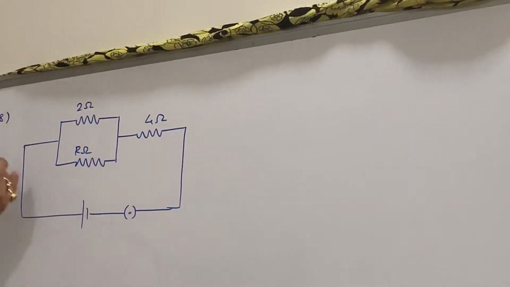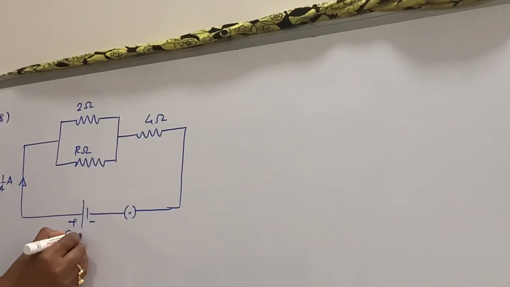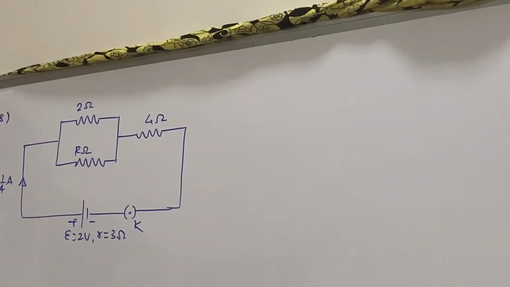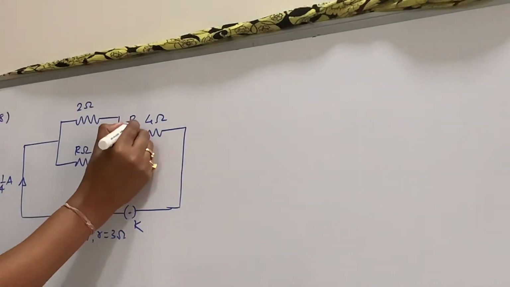Current over here is given as 0.25, which is 1 by 4 ampere. EMF is 2 volt. Internal resistance is given as 3 ohm. And this is your key. They want the PD across 4 ohm. So I will write here, this is R1.